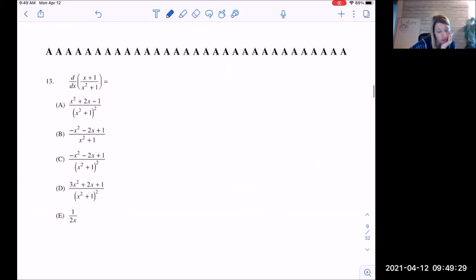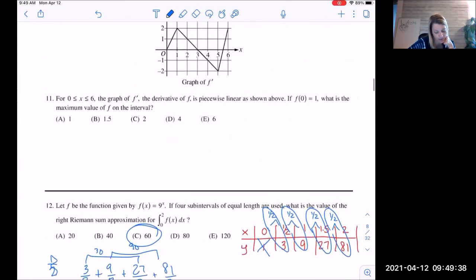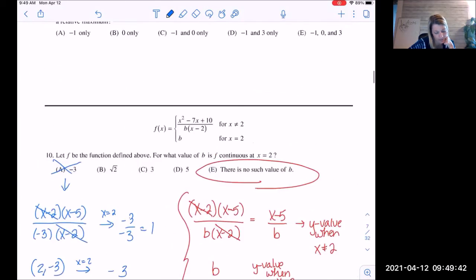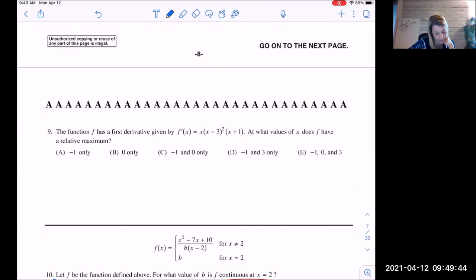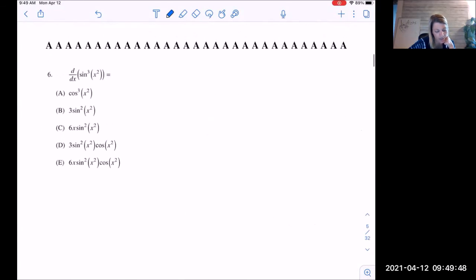Just a little quotient rule. Those are the ones you definitely need to get right. Something like that would be like, for sure, get that right. The rest of these questions that you guys didn't ask about are all the same concept.